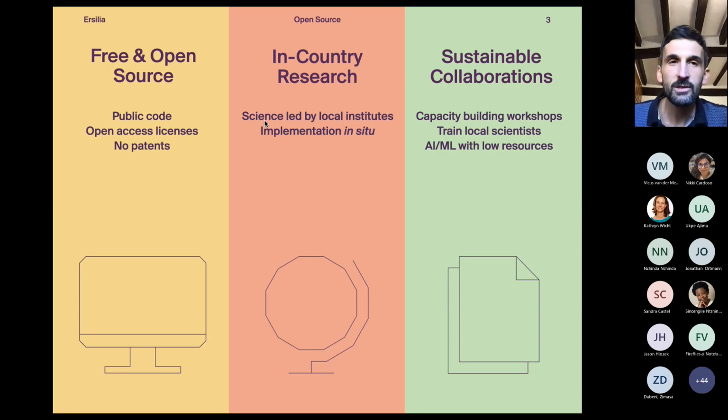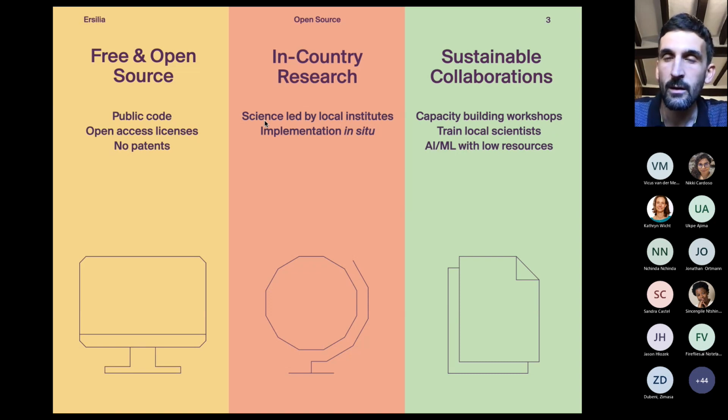We built our organization based on 3 pillars. The first one is, as you know, everything we do is free and open source. We prioritize public code, open access licenses, and we don't pursue patents for our work. Most of what we do, at least we try, is in-country research. This means that we try to engage in collaborations that prioritize science led by local institutes, for instance, H3D. And we try to do as much as we can our implementation in situ. This means that we travel as much as we can to the institutes and we implement our tools together.